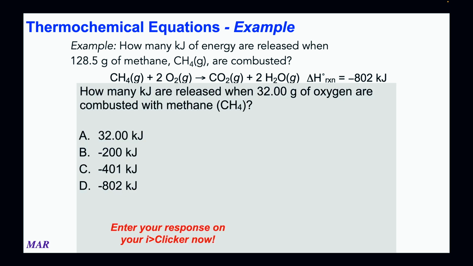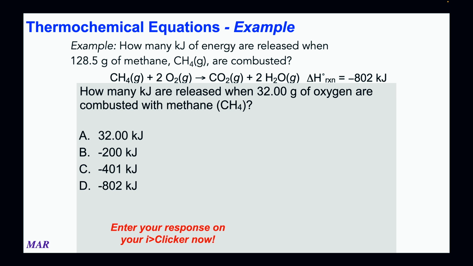In this example, we'd like to know how many kilojoules are released when 32 grams of oxygen are combusted with methane. So this is a similar kind of problem. We're going to go grams, in this case, of oxygen to moles first, and then we'll use the conversion in the reaction to turn moles of oxygen into value of delta H. So the molar mass of oxygen is 32.00 grams per mole. So 32 grams of oxygen divided by 32.00 grams per mole is 1 mole.